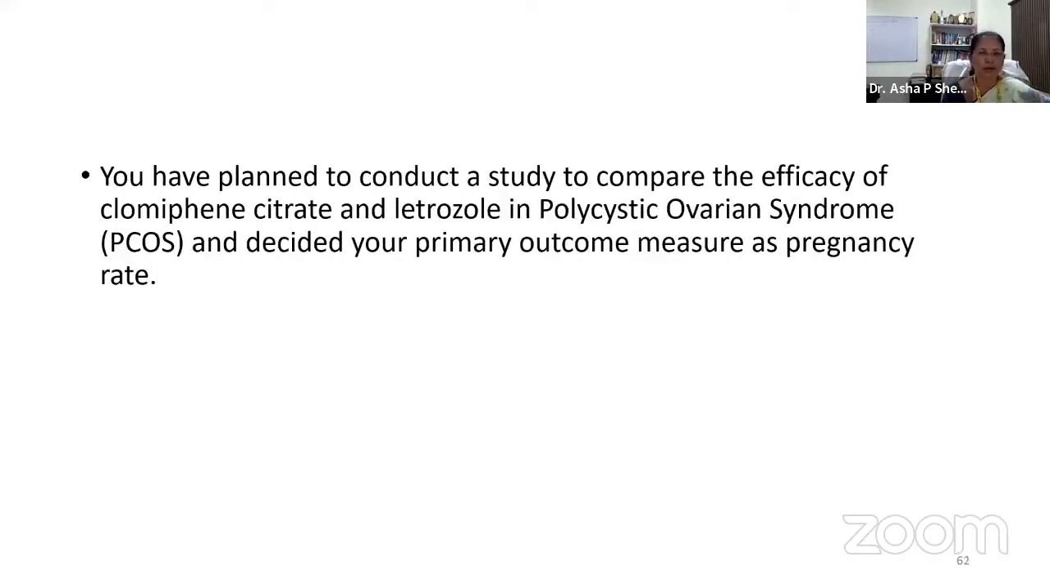Okay, you have planned to conduct a study to compare the efficacy of clomiphene citrate and letrozole in polycystic ovarian syndrome, and decided your primary outcome measure is pregnancy rate. What type of design will you go for? What is the design that you can go for?